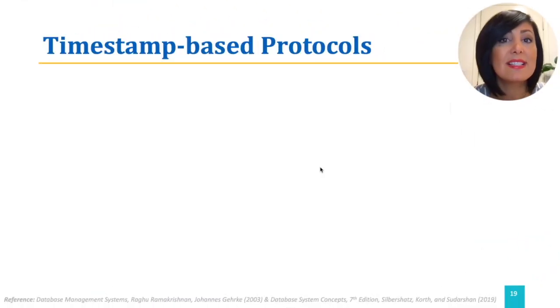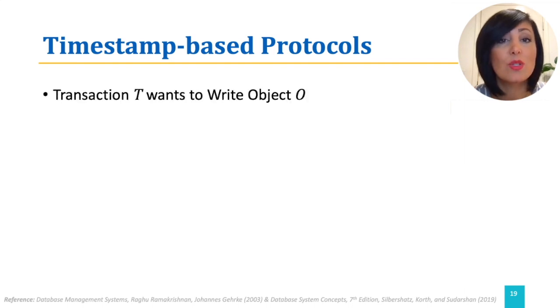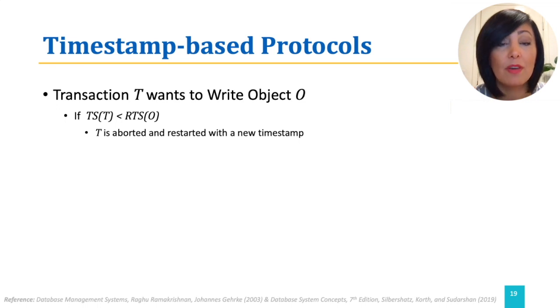Now, let's discuss the transaction's write operation. If transaction T wants to write object O, and the timestamp of the transaction is less than the read timestamp of the object, the write action conflicts with the most recent read action of object O. This means that the value it is producing was needed previously, and the system assumed that the value would never be produced. Therefore, the transaction is aborted and restarted.